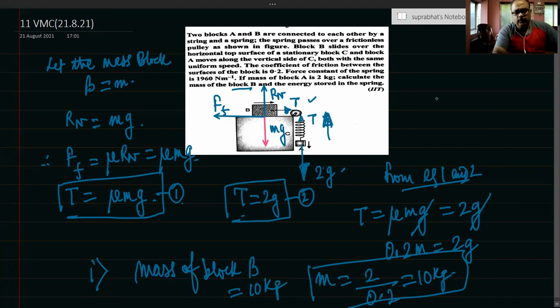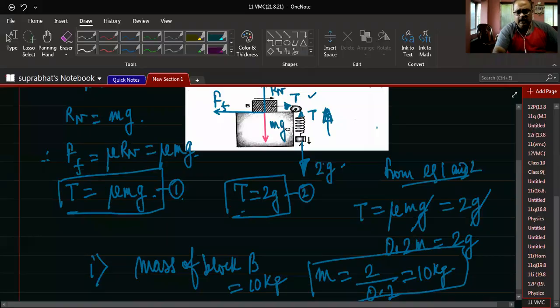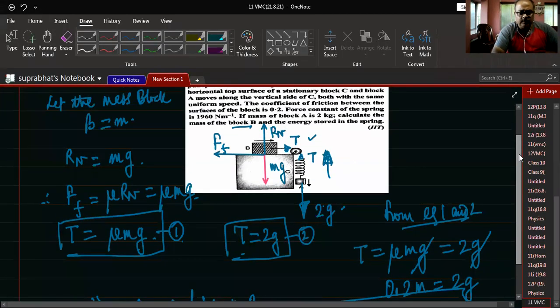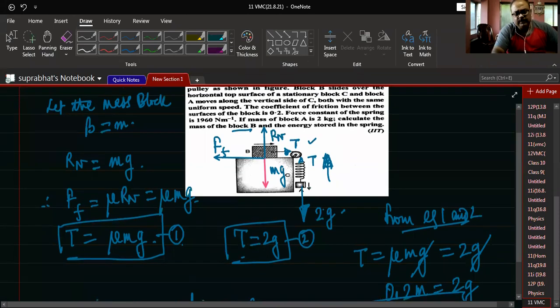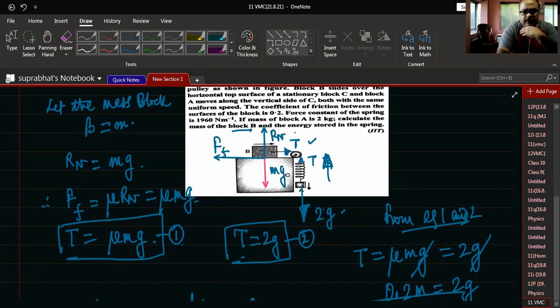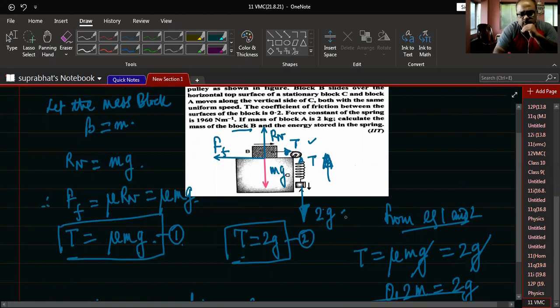So next we move on to another important part, that is they have asked us what is the spring potential energy of the system. Now children, you can see over here the tension that is experienced by this particular body. So that tension is equal to how much? That tension also is equal to 2g.